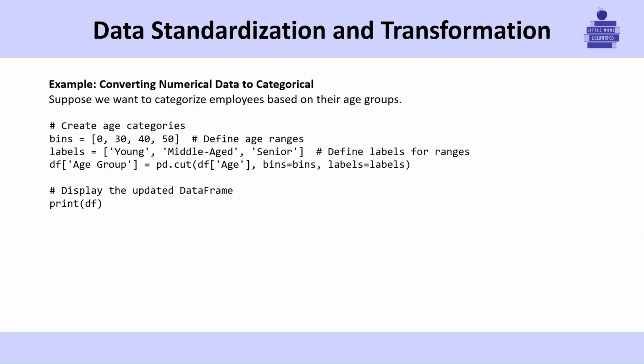Another example is converting numerical data to categorical data. Suppose we want to categorize employees based on their age groups. So we can just make labels, and this pd.cut function splits the age column into defined intervals, or we can say bins, and assigns a label to each range. And this technique is useful for categorizing numerical data. For example, we can divide age groups, or we can divide salary brackets that way.